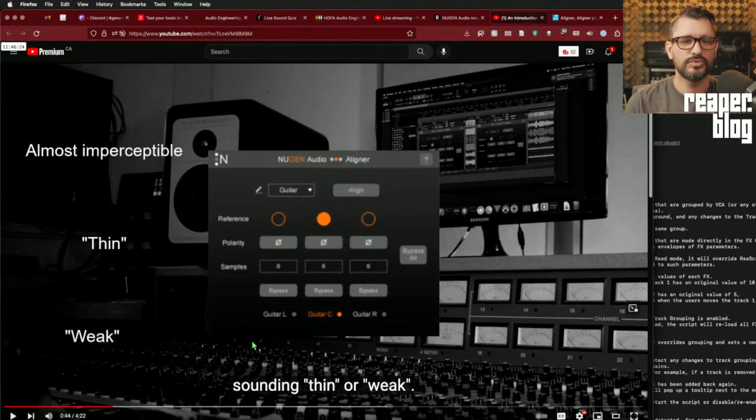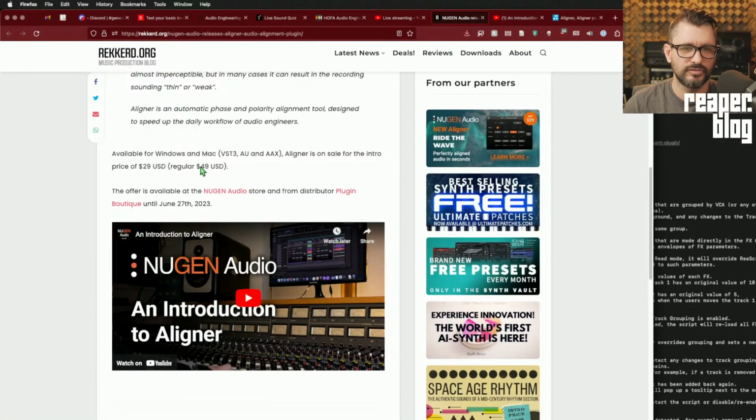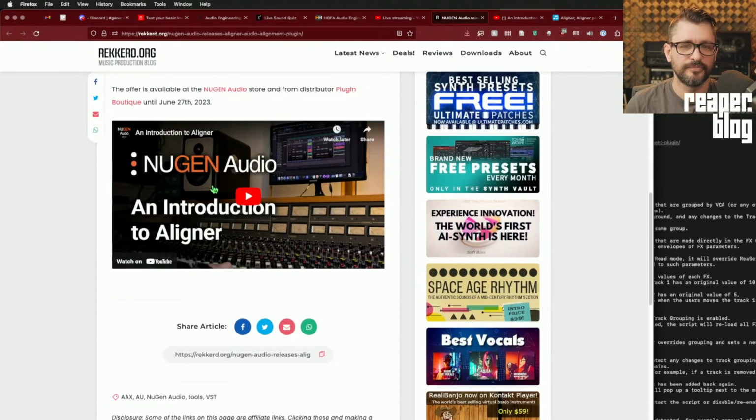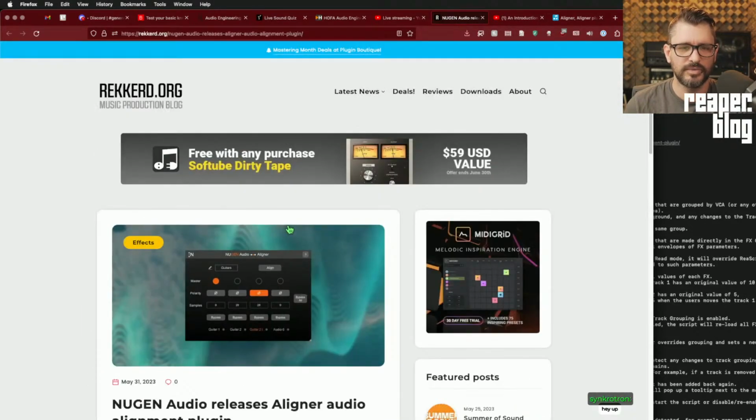It's not super advanced. It seems like it can just detect the time delay, or align the waveforms better than manual. I bring this up because it seems like a helpful tool. The regular price is $49 US, currently $29. If you spend a lot of time on drums and you've got eight mics on the drums, you want to align those automatically. It seems like a good tool for that. That's about it. I'm not going to download it or play with it today. So that was Nugen Audio Aligner.